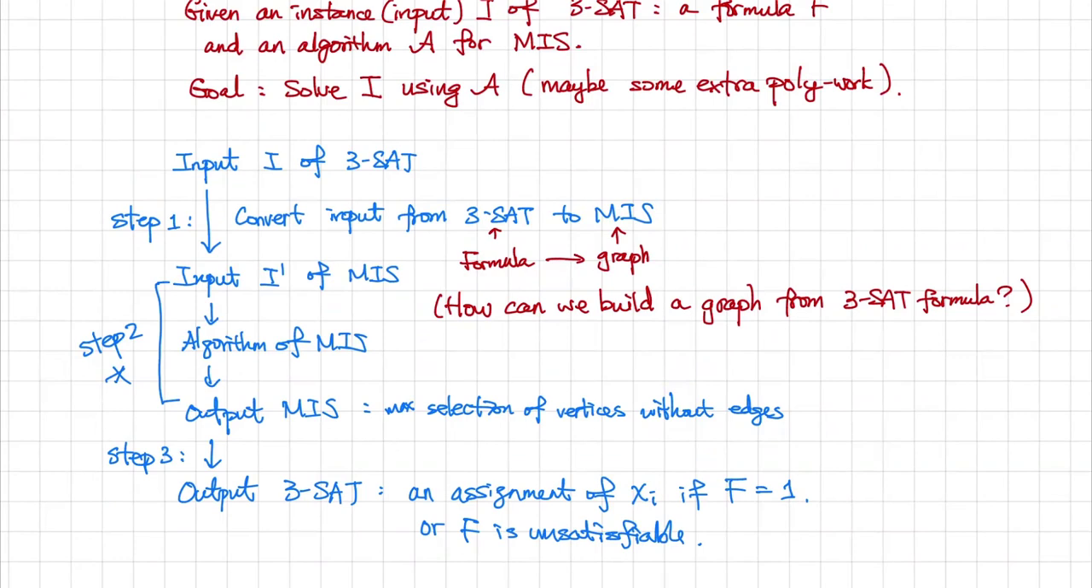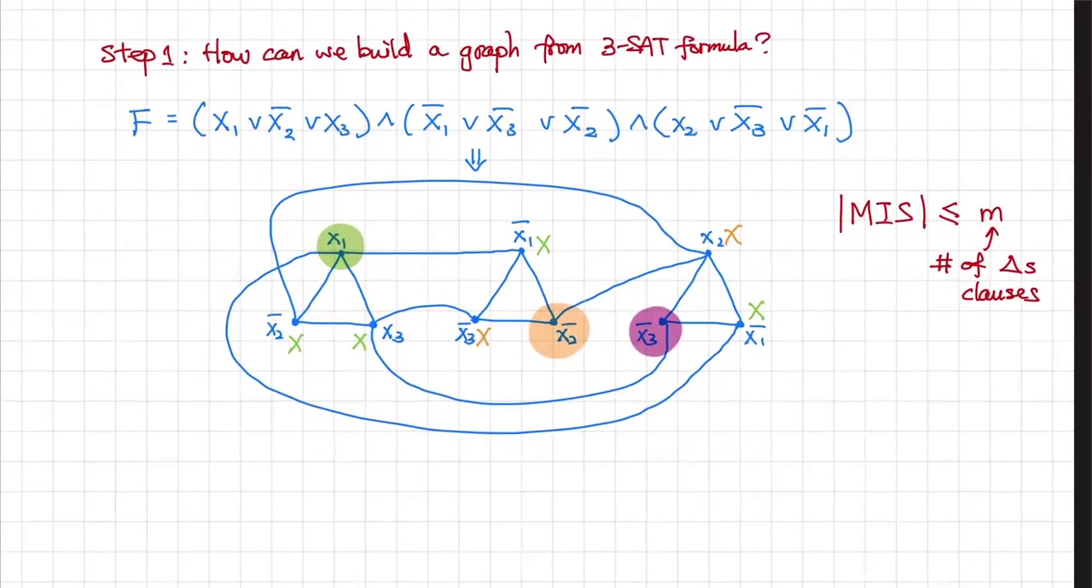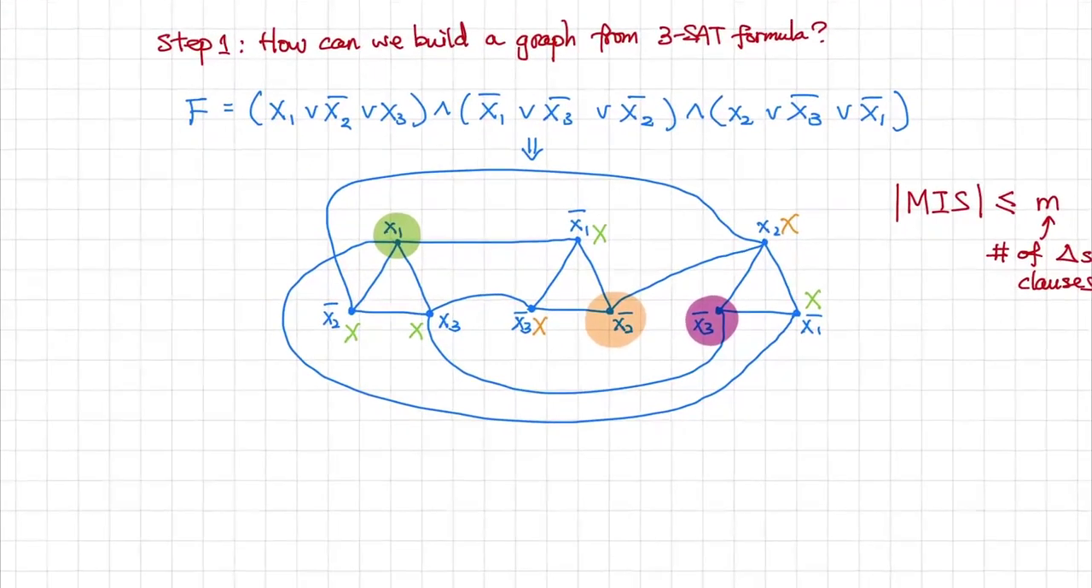Now the question is, how do you convert the result? The output we have here is the selection of the vertices. What are we trying to get? The assignment of the variables to make the formula true. How does the selection here correspond to the assignment?